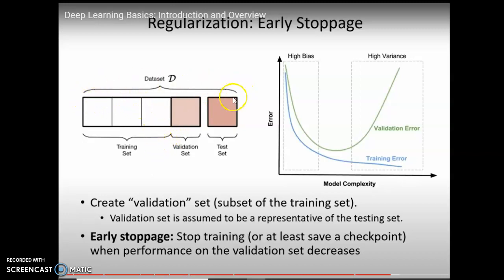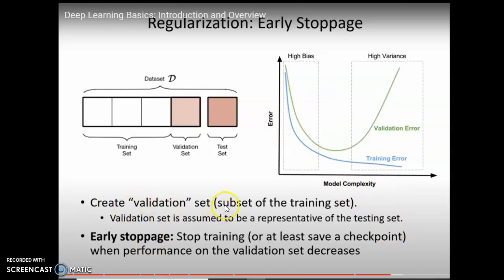From here to there is data set D. The training set goes from here to here, the validation set here, the test set here. On the x axis is model complexity, and on the y axis is error. This is the training error, and here is the validation error. Here is high variance, and here is high bias.